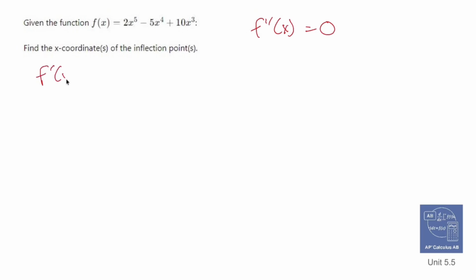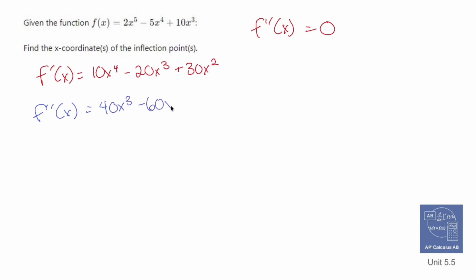So f prime of x, the first derivative, is going to be, power rule, 10x to the fourth, minus, power rule again, 20x to the third, plus, power rule again, 30x squared. Now let's take the second derivative. F double prime of x is going to equal, power rule, 40x cubed, power rule, minus 60x squared, power rule, plus 60x. Now let's factor what we can factor.